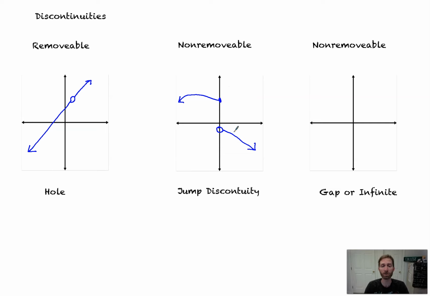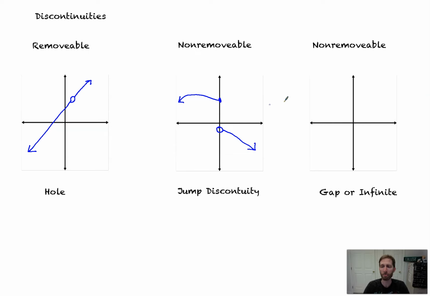Looks like it's at x equals 0. And that's because we have a jump, boing, discontinuity. And that's actually a formal term, jump discontinuity. That is a type of non-removable discontinuity. You can't remove that. If we were to slide this graph up so that it was continuous at x equals 0, right? Fill that hole and move it up here. Yeah, that would change the entire dynamic of this graph.